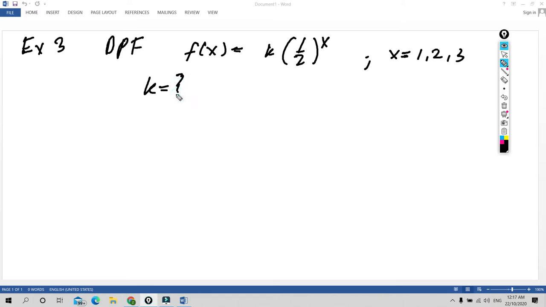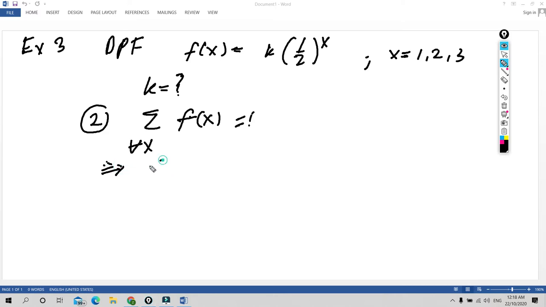By looking at property number 2, property number 2 says that the summation for all x of f(x) is equal to 1. So this implies the summation for x equal to 1, 2, and 3.